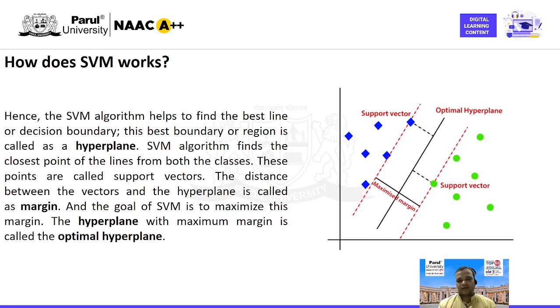Hence, the SVM algorithm helps to find the best line or decision boundary. This best boundary or region is called the hyperplane, and you can say optimal hyperplane. SVM algorithms find the closest points of the lines from both the classes. These points are called the support vectors, and the distance between the vectors and the hyperplane is called the margin. The goal of SVM is to maximize this margin. The hyperplane with maximum margin is called the optimal hyperplane.